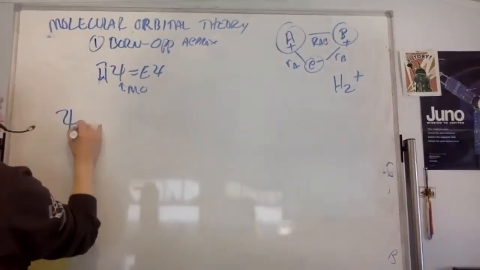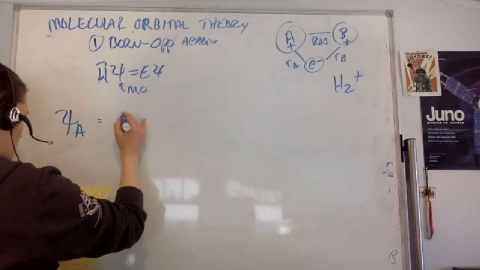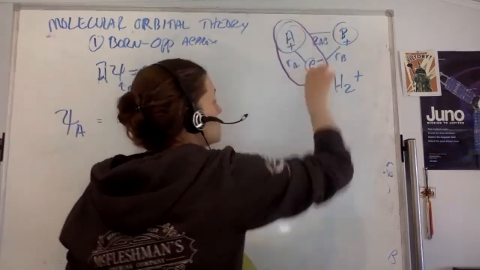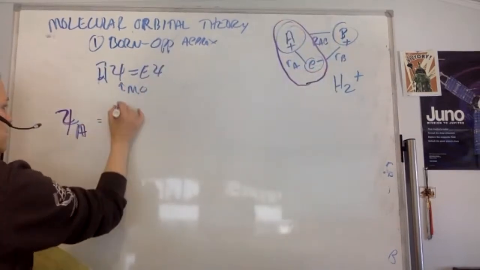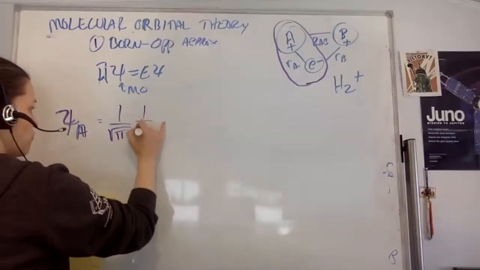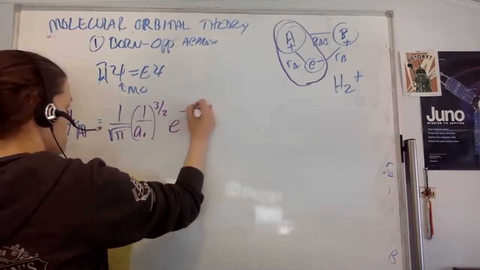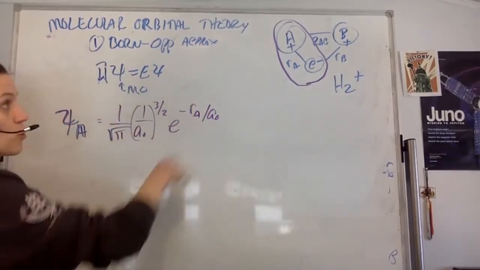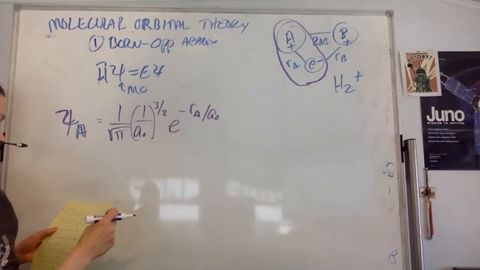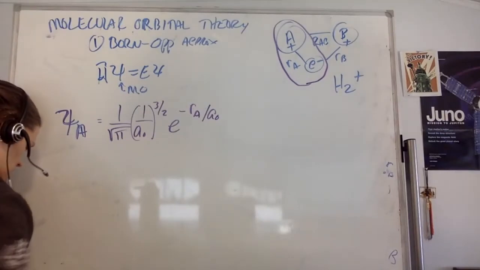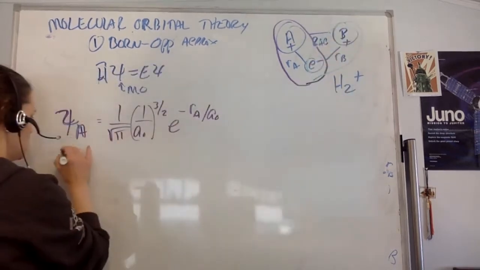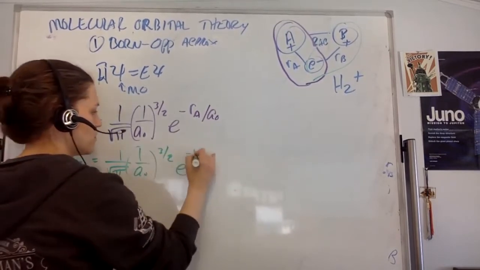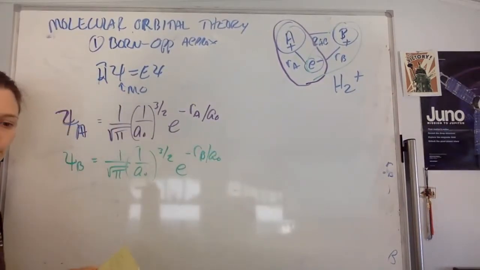First, I'm going to say my psi A equals, so I'm going to take a hydrogenic atom. I'll do this color-coded. We're going to start with this one. Assuming that's my hydrogenic atom, psi A is equal to 1 over square root pi, 1 over A0 to the 3/2, e to the minus r_A over A0. So that's the hydrogenic atom for that system. And then we have psi B, this one, equals 1 over square root pi, 1 over A0 to the 3/2, e to the minus r_B over A0.